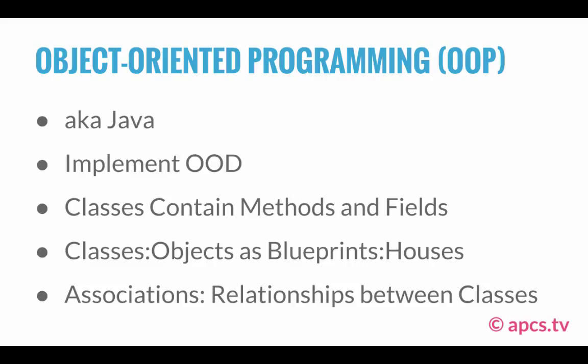Associations are relationships between classes as they communicate with each other. Classes are reusable, which makes Java appealing to programmers because they may not have to write the same block of code again and again.